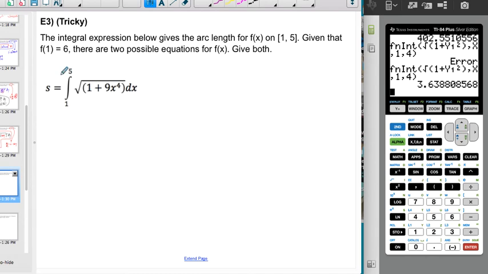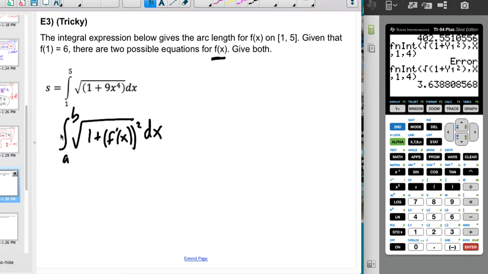So we are told that this is the arc length from 1 to 5. Okay, so this is the expression for the arc length. We are asked to give a formula for f of x given that f of 1 is 6. So in this formula, the formula should be the integral from a to b of the square root of 1 plus whatever f prime of x is, quantity squared, with respect to x, right? That's what this should be. So what I want you to notice is that this thing has to be this thing. So what I know is that 9x to the 4th has to be f prime of x quantity squared.